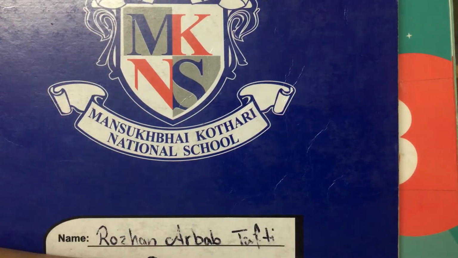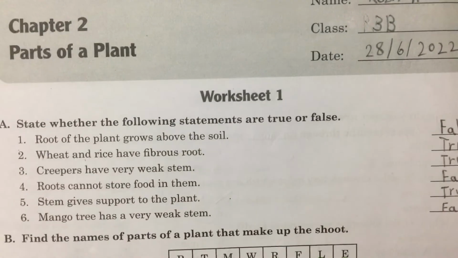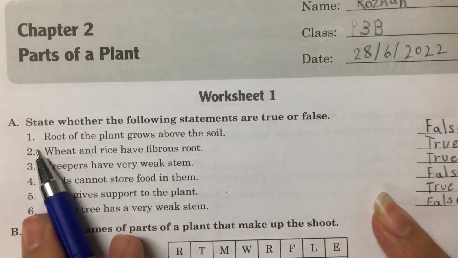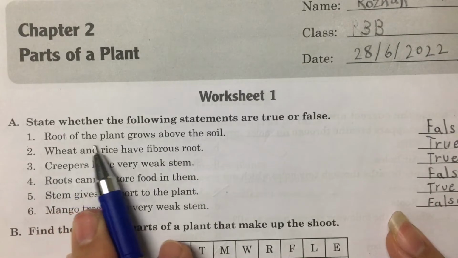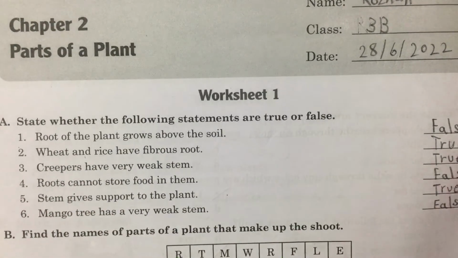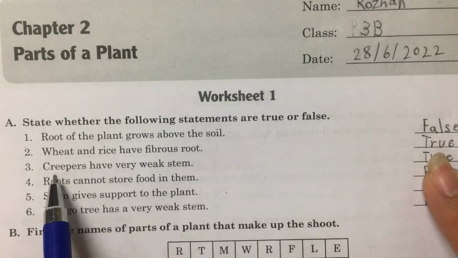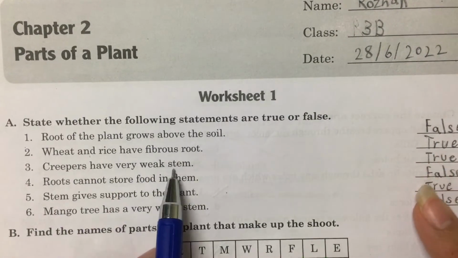Now let's go to the homebook. Worksheet number 1. State whether the following statements are true or false. Number 1. Root of the plant grows above the soil. False. Wheat and rice have fibrous root. True. Creepers have very weak stem. True.